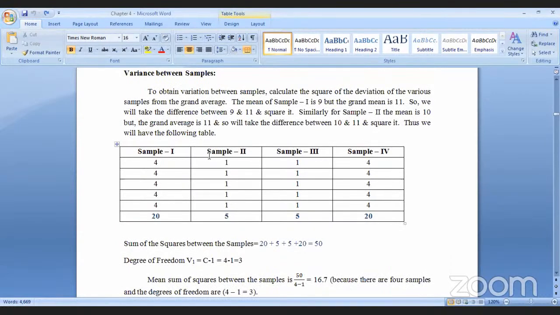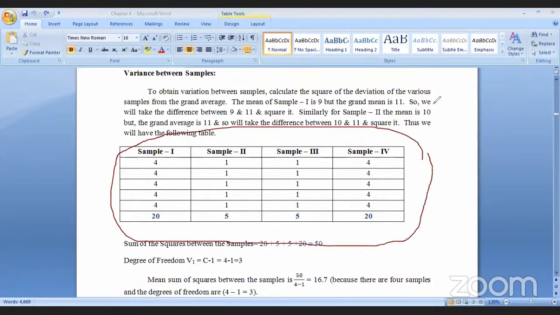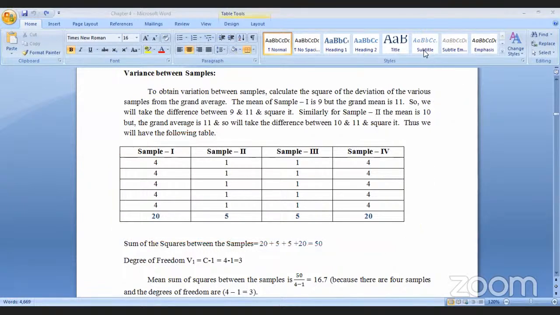So you observe carefully. In examination point of view, you directly do this table. Okay, for the understanding of students, I have written this theory part. Even though you are listening for the first time, you need to listen to this theory part. To obtain variation between samples, calculate the square of deviations of the various samples from the grand average. The mean of sample 1 is 9, but grand mean is 11. So we will take the difference between 9 and 11 and square it. Okay. So you observe carefully.